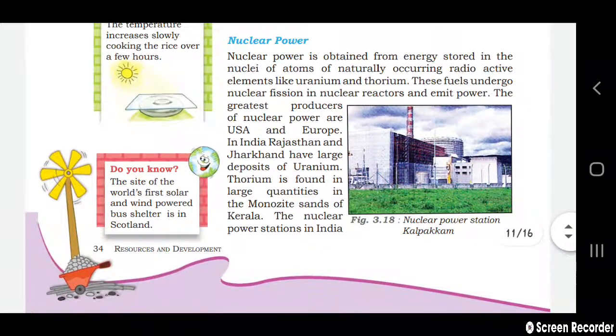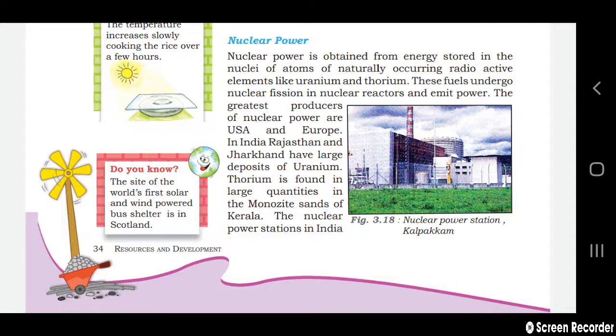Now nuclear power. Nuclear power is obtained from energy stored in the nuclei of atoms of naturally occurring radioactive elements like uranium and thorium. These fuels undergo nuclear fission in a nuclear reactor and emit power. You will learn about this in your higher classes in science. The greatest producers of nuclear power are the US and Europe, and in India, Rajasthan and Jharkhand have large deposits of uranium. Thorium is found in large quantity in the monazite sands of Kerala.